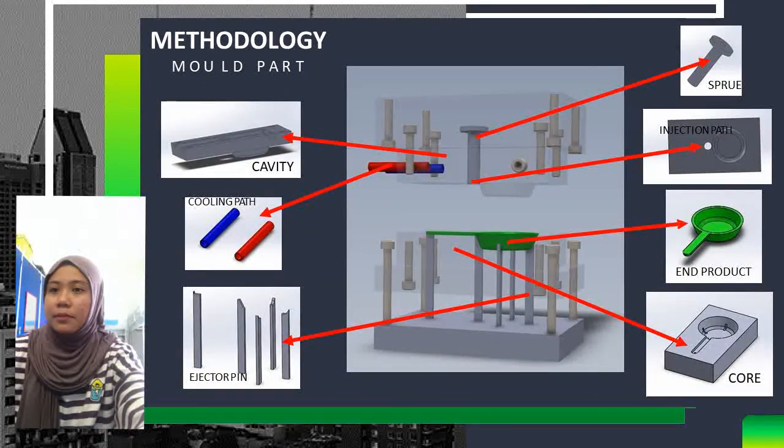So this is the part that we drew and transferred into SolidWorks. We can see from the top there is the cavity, and in the cavity there is the cooling path, and the cavity also has the sprue and the injection path. At the core there is the end product. The green one is the end product. We also have the ejector pin to eject the parts.